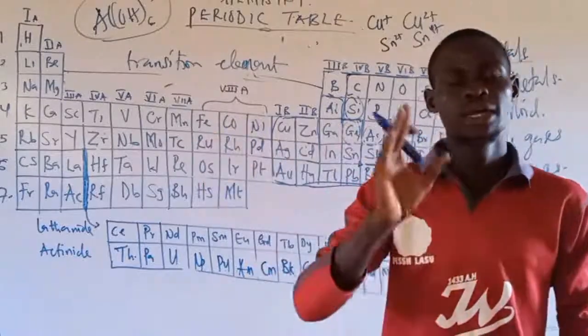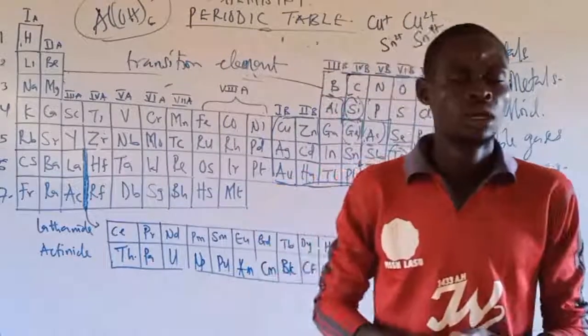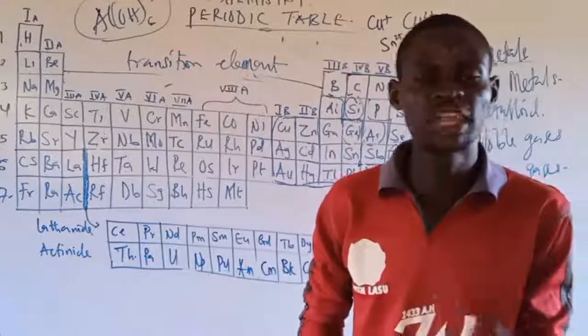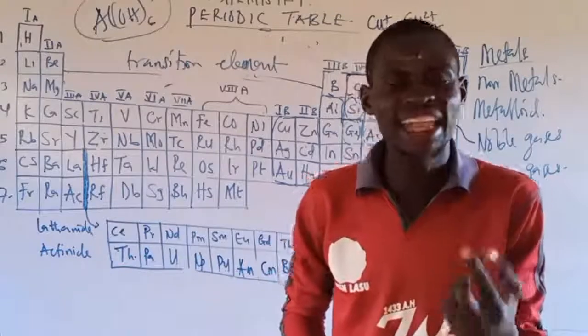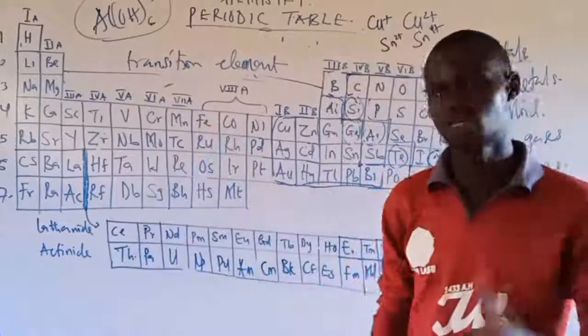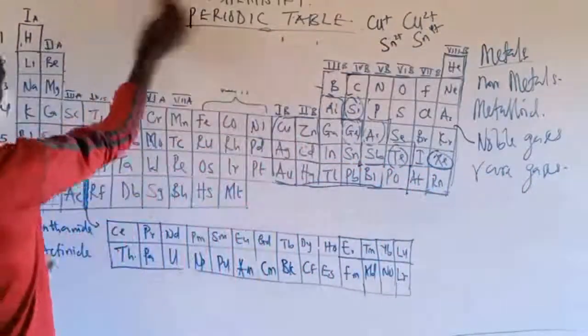The periodic table is divided into blocks. So there are four blocks. Block simply means it is divided depending on where their last valence electron, that means the orbital which occupies their last valence electron, falls. So we divide the periodic table into four blocks.